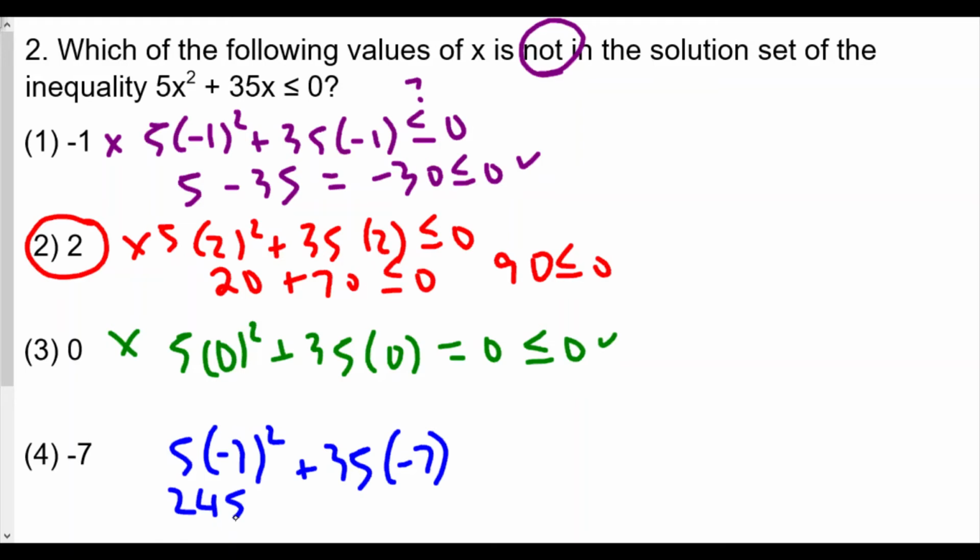And then 35 times negative 7 is equal to negative 210 plus 35 is negative 245 as well. So negative 245. And that's equal to 0, which means 0 is less than or equal to 0. So yeah, just to make sure that they'll work out in this case. Okay. So number 2 is choice 2.